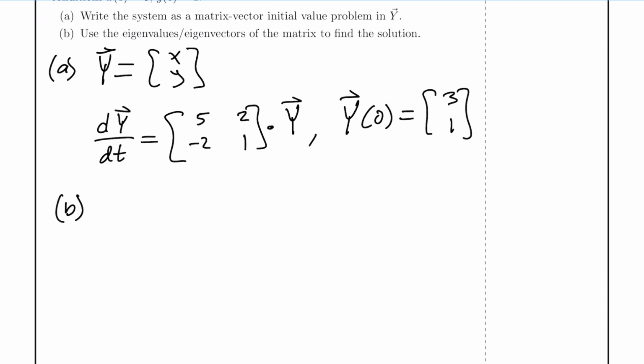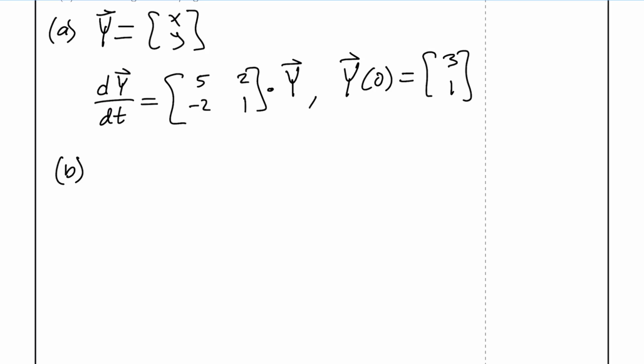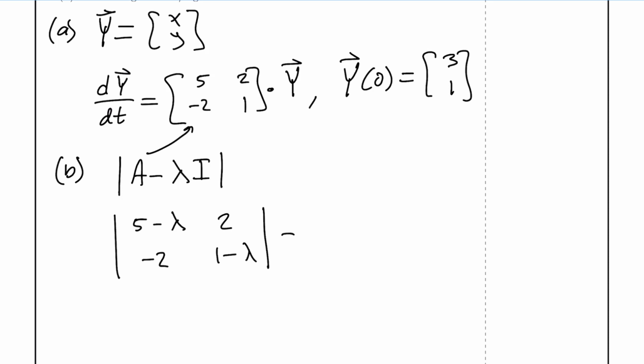And then for part B, we're going to need to know the eigenvalues and eigenvectors of this matrix, and that will allow us to construct the solution. So to find the eigenvalues, we take the determinant of this matrix minus lambda times the identity matrix, where A is this matrix right here. So that's 5 minus lambda, 2, negative 2, 1 minus lambda. When we take the determinant, we just take the product of the diagonals and subtract them.